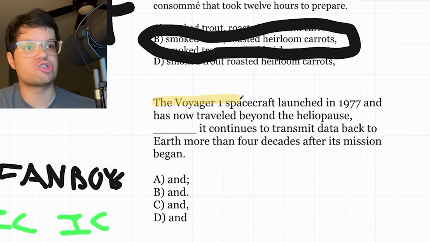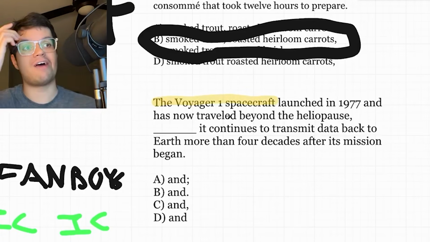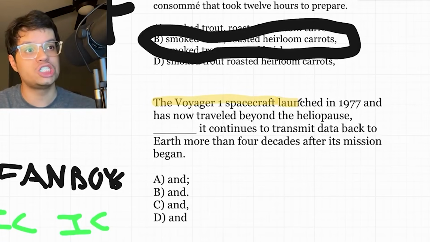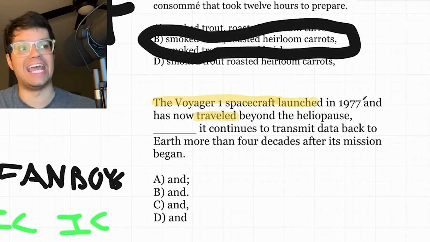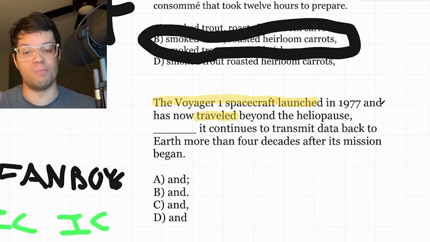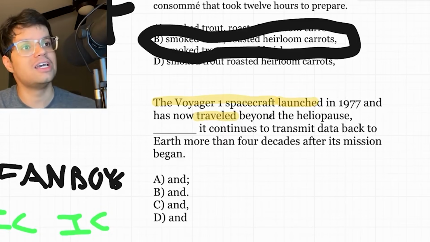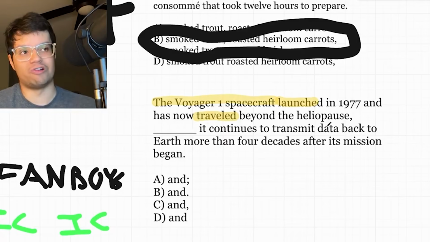So the Voyager 1 spacecraft, that's the subject. This is one of the rare situations in which you would have 2 main verbs in here, both launched and traveled. The reason why is because you have and here. When you have and, you can use more than 1 main verb in a sentence. Beyond the heliopause, and it continues to transmit data back.